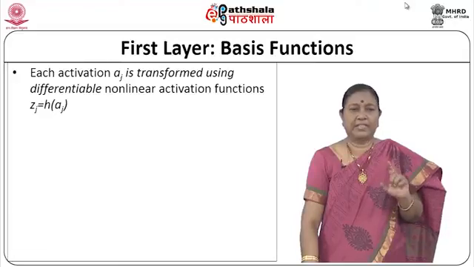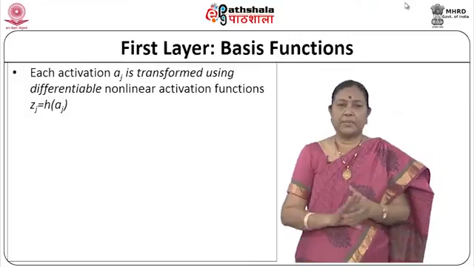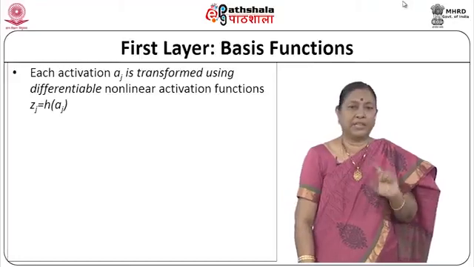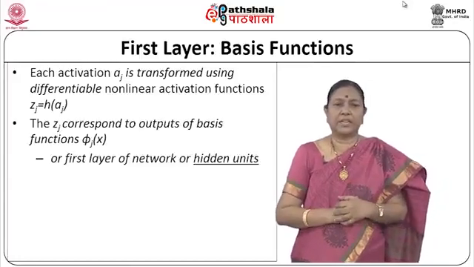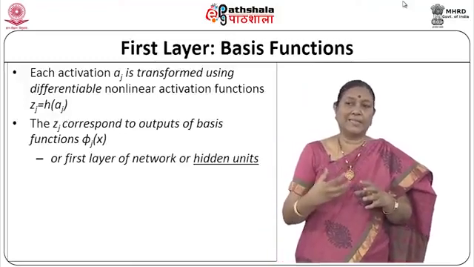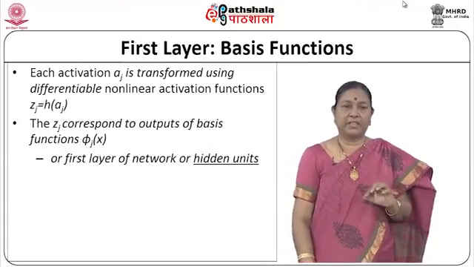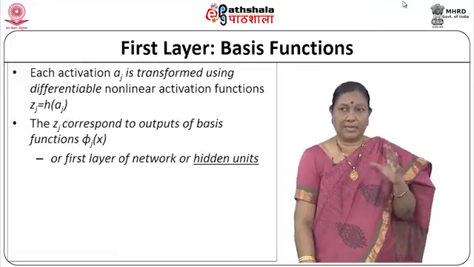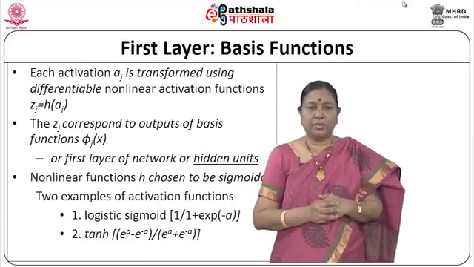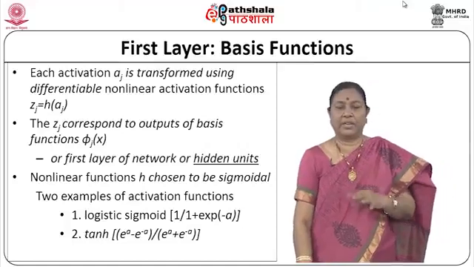Then each activation aj that we saw in the previous slide is transformed using a differentiable nonlinear activation function. For example, zj is equal to h of aj. So, zj corresponds to the outputs of the basis functions phi of x. In the previous case we did not consider that x was transformed, but here we have x being transformed using a phi function, or the first layer of the neural network, the hidden units. That is where you have the hidden units. The nonlinear function h can be chosen to be a sigmoid. Two examples of activation functions are the logistic sigmoid and the tanh, which are given here.